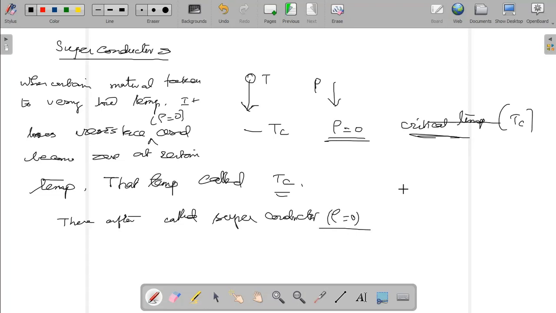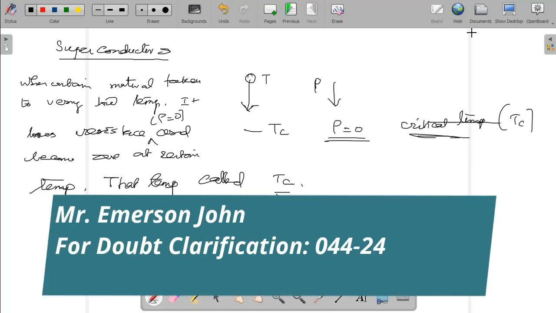When certain material is taken to low temperature, the resistance of the material decreases. And at one particular temperature, the resistivity becomes zero. That temperature is called critical temperature. Thereafter, the material is called superconductors. That's all.